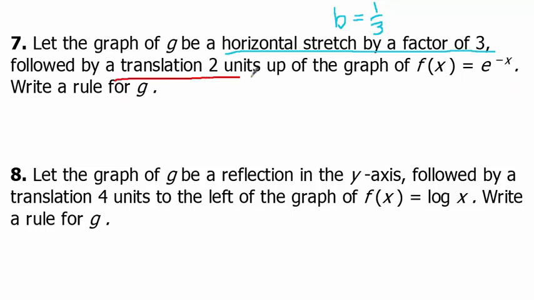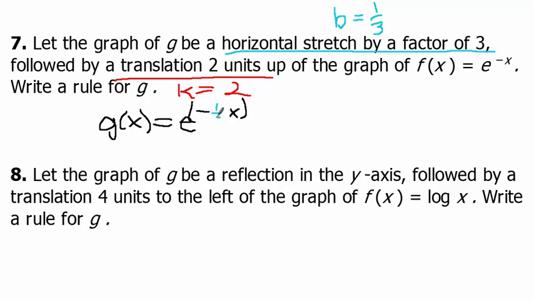Translation, up, that's going to be K, is 2. Now I know I'm plugging in a number for B, a number for K, so I don't have to change or leave a space for A. It is E to the negative. There's going to be something there. There's no H, so I didn't add it here. And B is 1/3. K is 2.